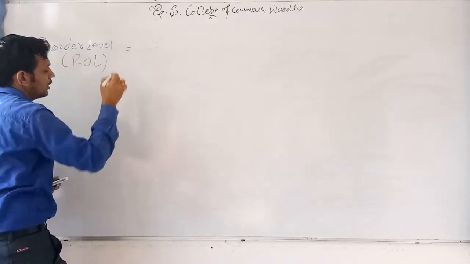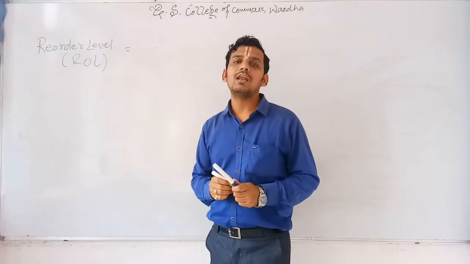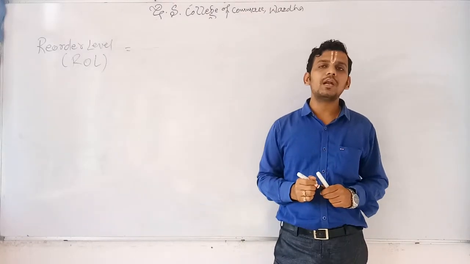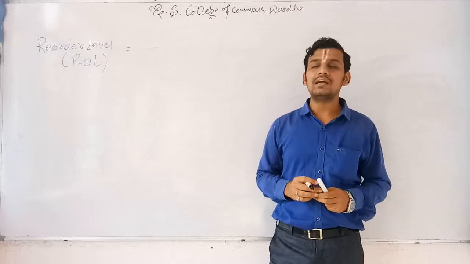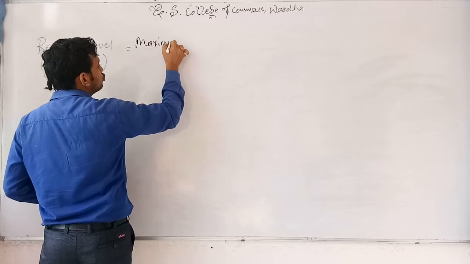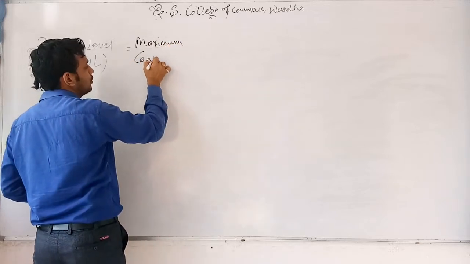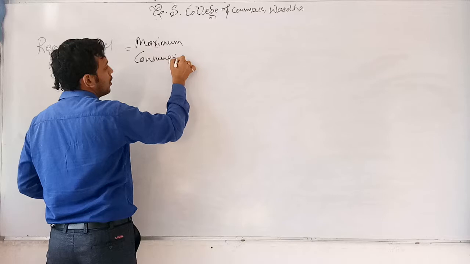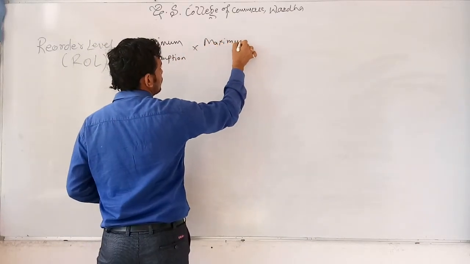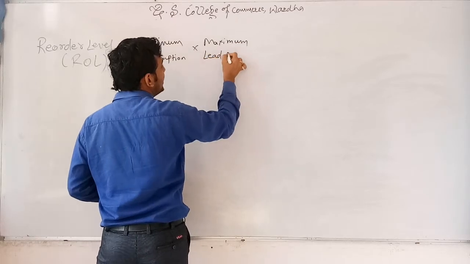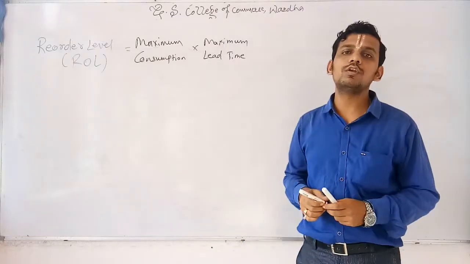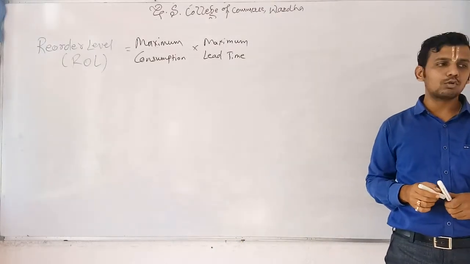Reorder level can be calculated using the formula maximum consumption multiplied by maximum lead time. Usually both pieces of information are given in the question. Maximum consumption multiplied by maximum lead time. Both the pieces of information related to calculation of reorder level would be given in the question.